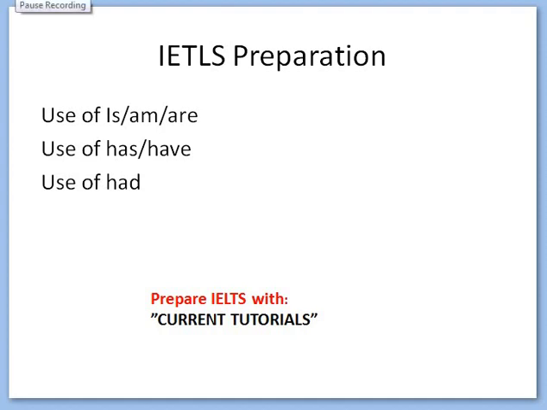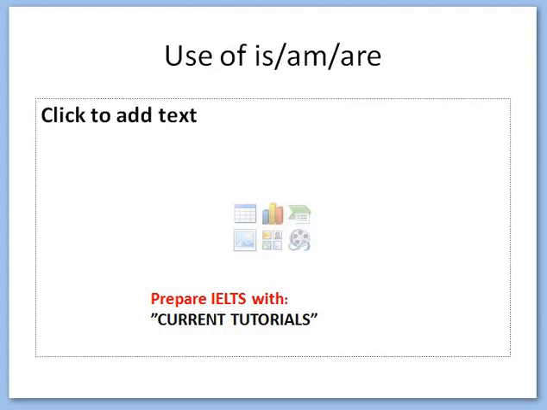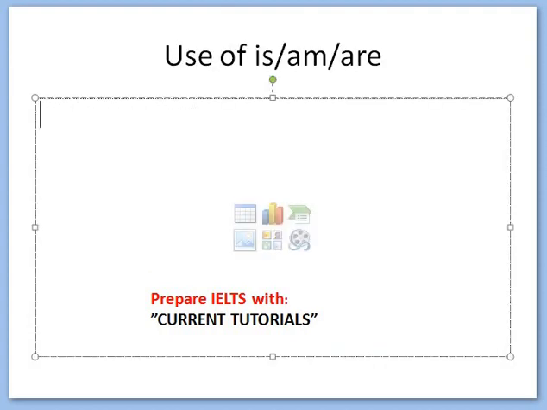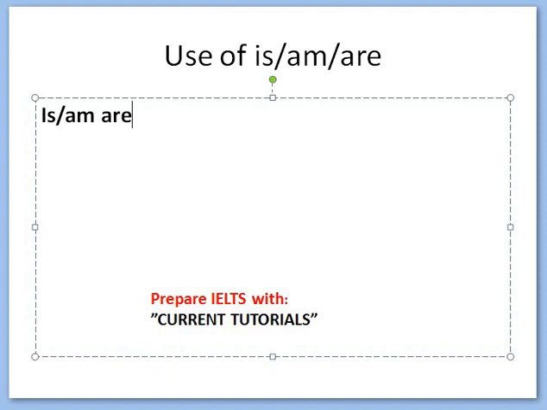Okay, in this section we will discuss how to use is, am, are, has, have and had properly. So let's start with is, am, are. We use is, am, are for present activity only, like as I am a doctor, he is a student, they are working.